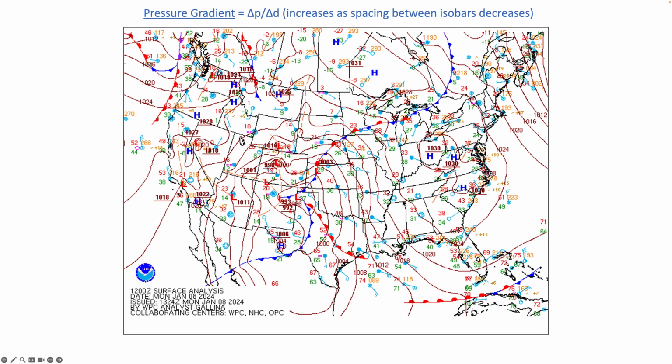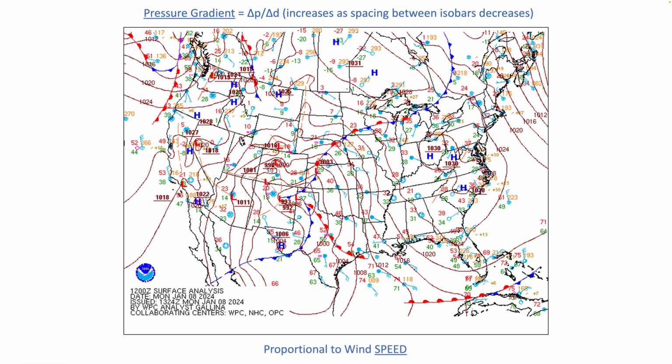Now when we get closer to the center of the high, let's just take a look between these 1024 and 1028 millibar isobars right here, and you'll see that pressure over this distance is still a 4 millibar change, but it's occurring over a much bigger distance. So pressure is changing much more gradually. This is a small pressure gradient. So the closer the isobars are packed together, the larger the pressure gradient becomes.